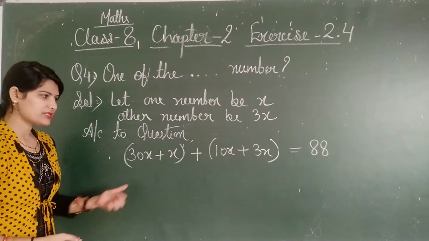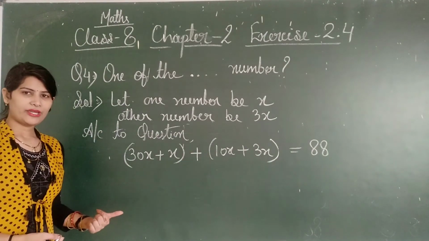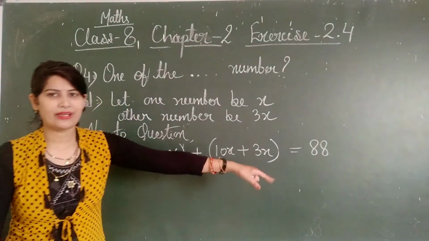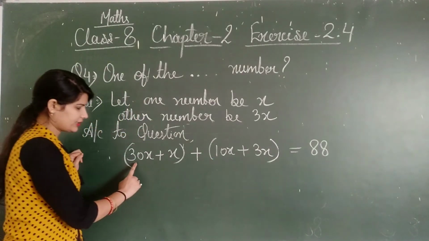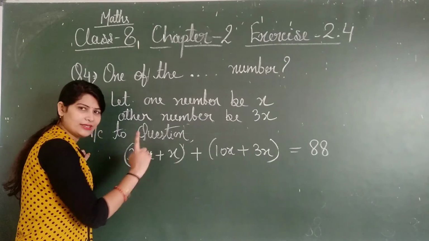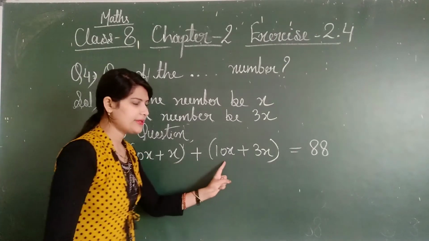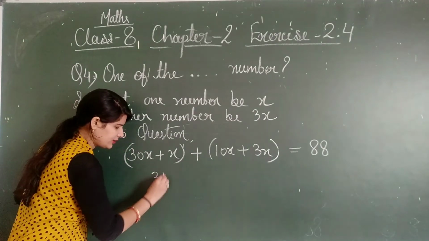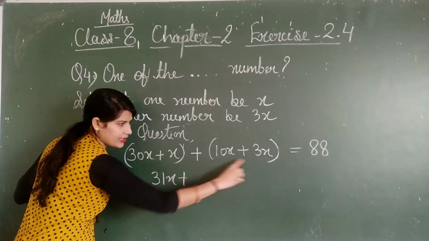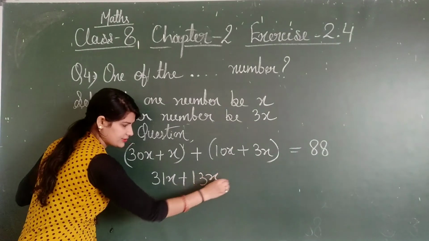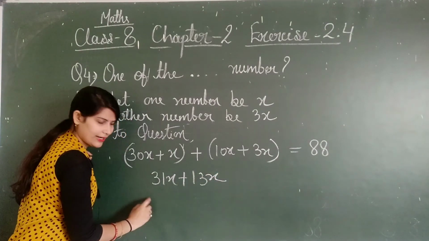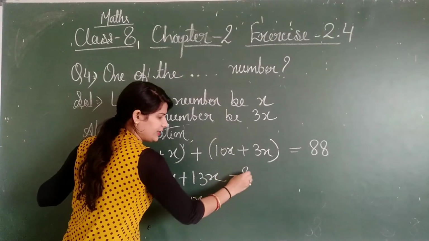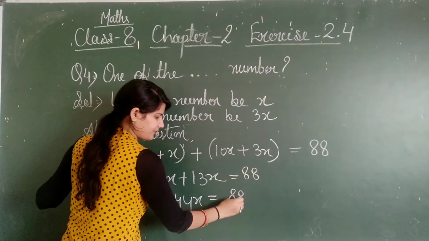Now what we have to do? Simply solve this equation. How can you solve? Simple. Add the variable terms and equate to 88. What you will get? 30 plus 1x is 31. 31 plus 10 is 41 like this. And 41 plus 3 is 44. Okay, add these numbers. You will get 44x equal to 88 as it is.